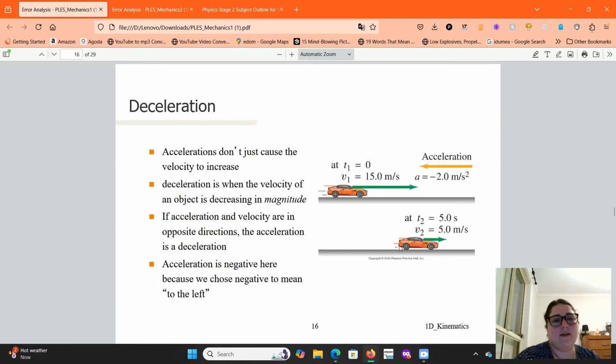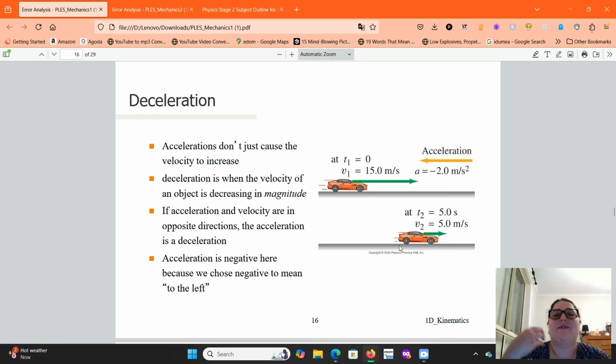Okay. So next we have deceleration. Acceleration doesn't just cause the velocity to increase. Deceleration is when the velocity of an object is decreased in magnitude. So if acceleration and velocity are in the opposite direction, the acceleration is a deceleration. Acceleration is negative here because we chose negative to mean to the left.